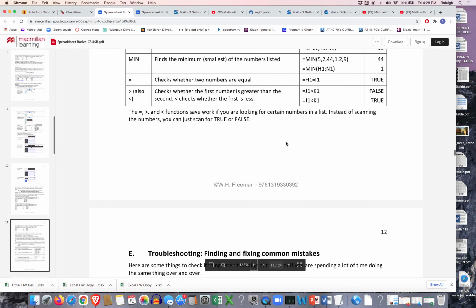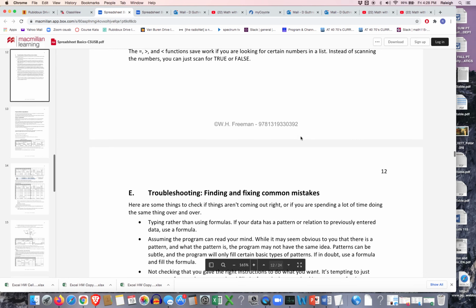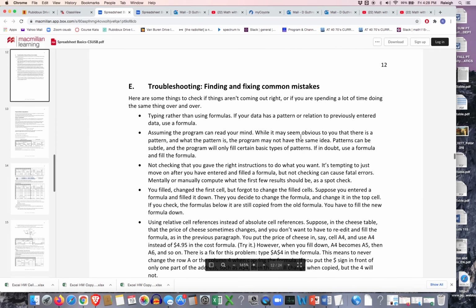And they do save work if you're looking for certain numbers in a list. Instead of scanning the numbers, you can just scan for true or false. That could be quite a bit quicker.